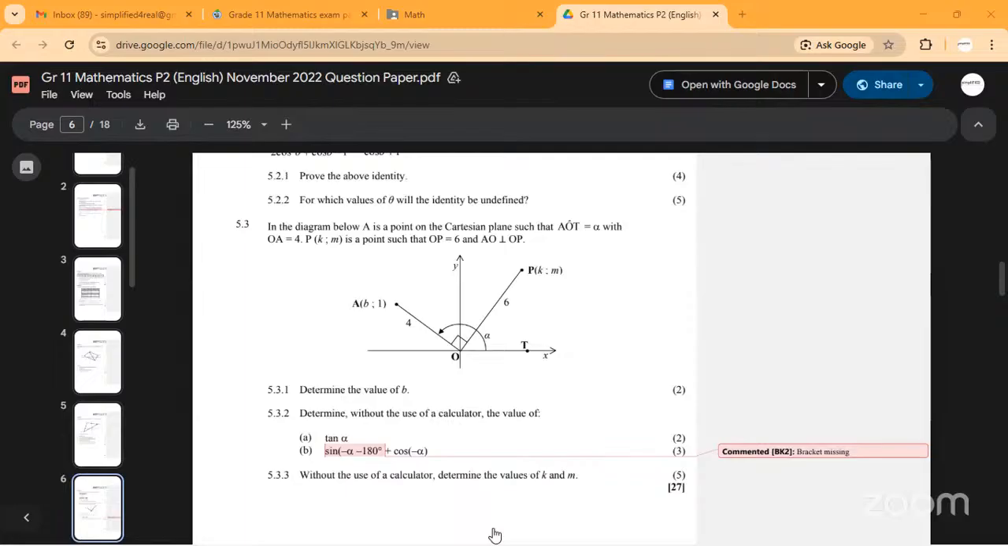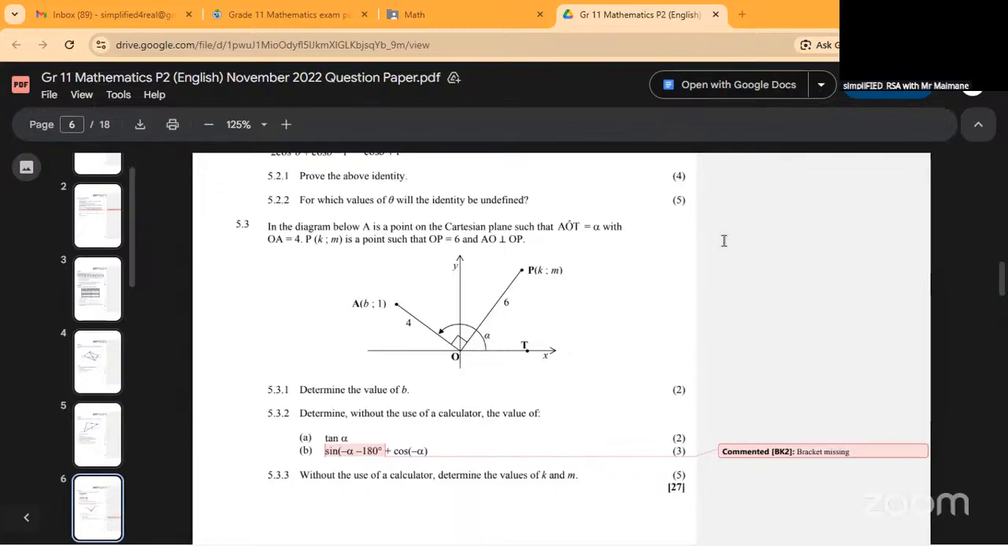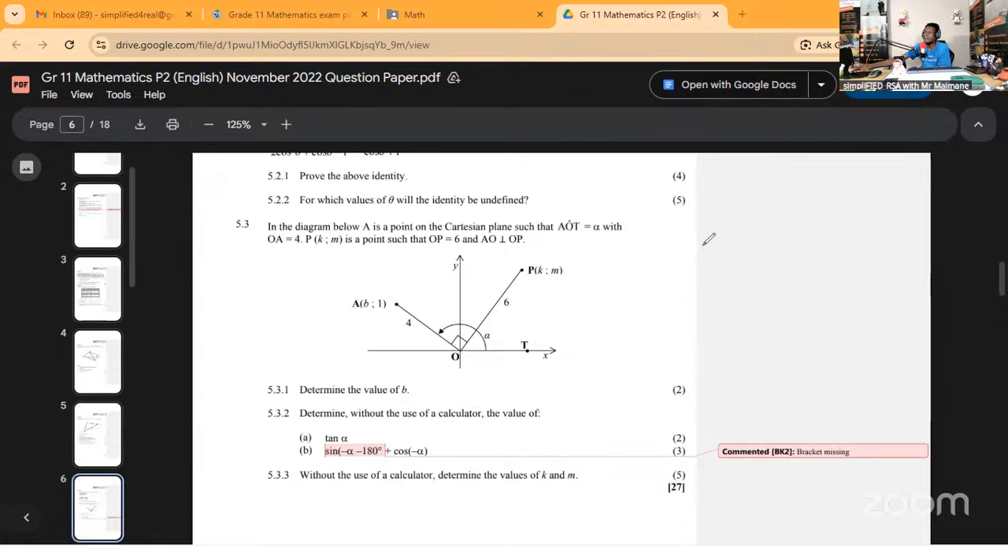Sir, so 4 is the length of OA. Yes, 4 is the length of OA. So OA as given. Mara, at least do you see which chapter we are looking at? Do you see in terms of what we have there? Do you still remember what should be done at least to get B? Because they're just not saying it.